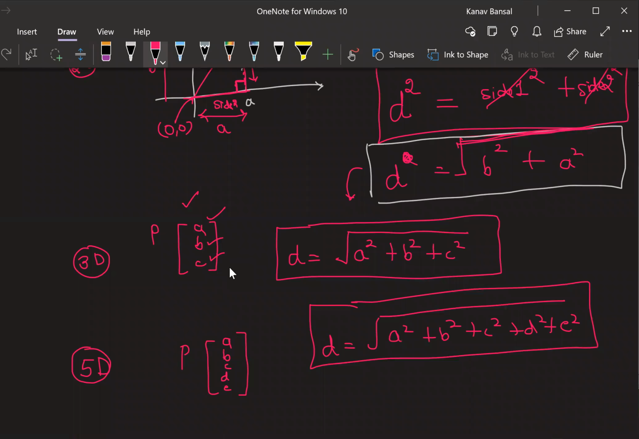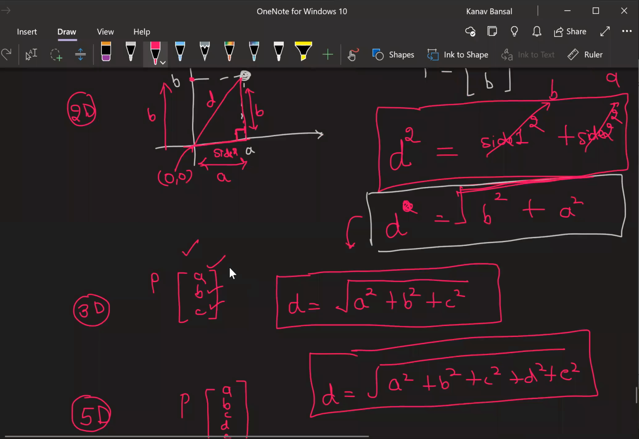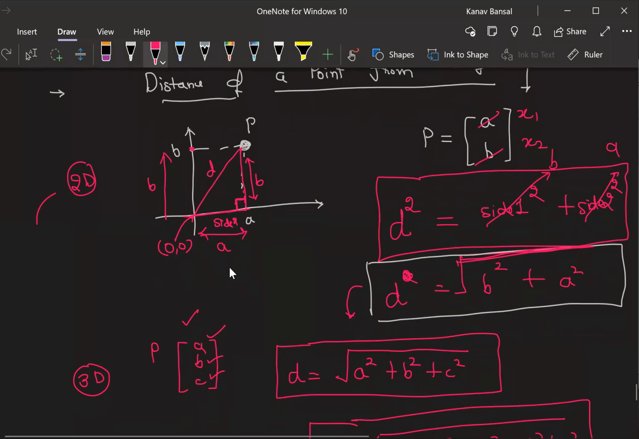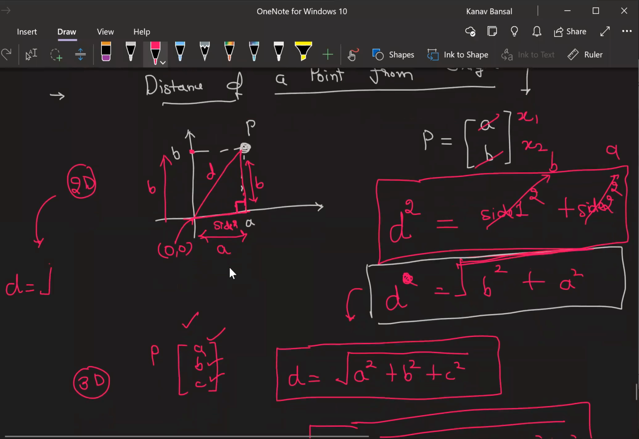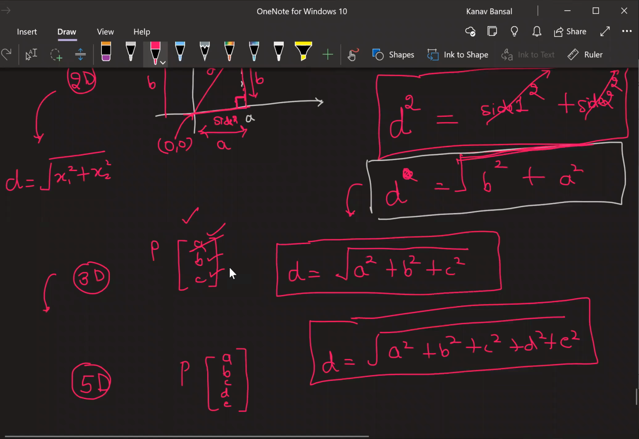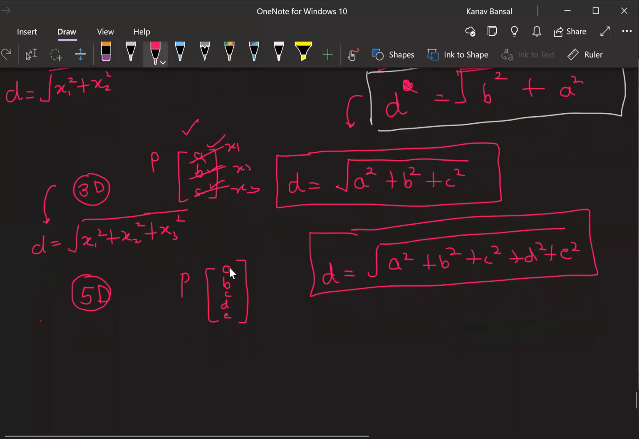Let me try to generalize this entire thing for all of you. Instead of A, B, let me call it X1, X2. So what will the 2-dimensional equation be? It will be d equals the square root of X1 square plus X2 square. Yes or no? Similarly, in 3 dimensions, let me call it x1, x2, x3. The distance will be the square root of x1 square plus x2 square plus x3 square, right? Similarly, in 5 dimensions, easy, right?